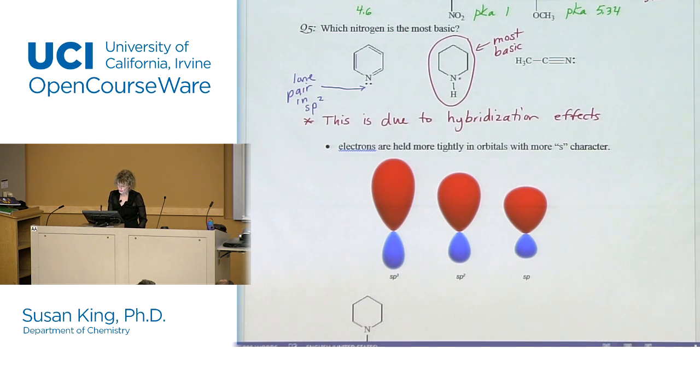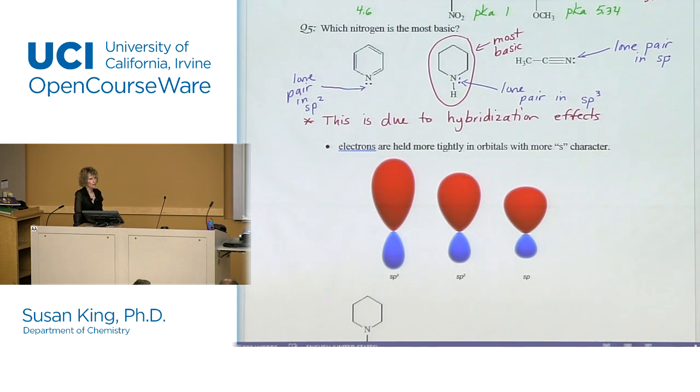This lone pair right here is in an sp3. And this lone pair is in an sp. And so that nitrogen there is sp hybridized, and we know that a nitrogen that's sp hybridized is more electronegative than a nitrogen that's sp3 hybridized. So that lone pair is going to be more stable on the sp nitrogen.